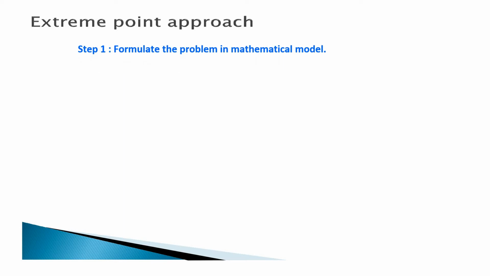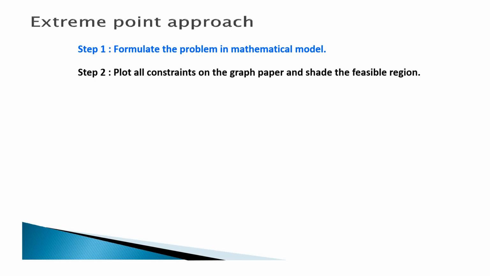Some of the steps which we have to follow while solving an LPP using the extreme point approach are: first step is to formulate the problem as a mathematical model. Step 2, plot all the constraints on the graph paper and shade the feasible region. If the constraint is of the type less than or equal to, shading will be towards the origin, and if the constraint is of the greater than or equal to type, shading will be away from the origin.